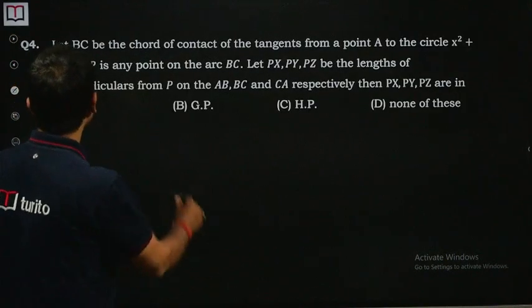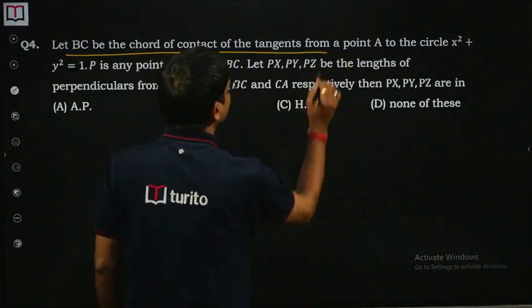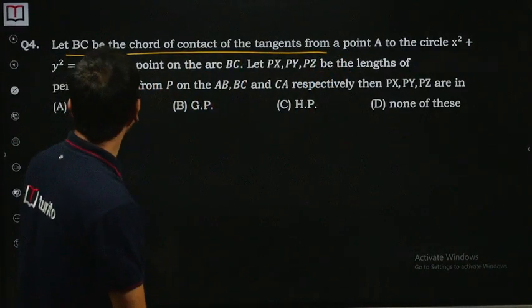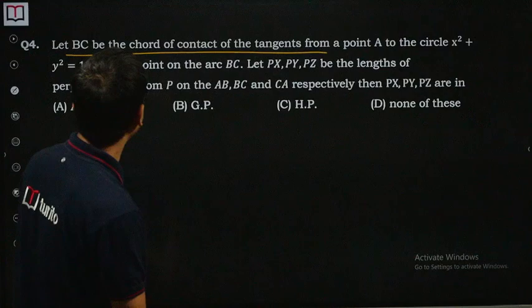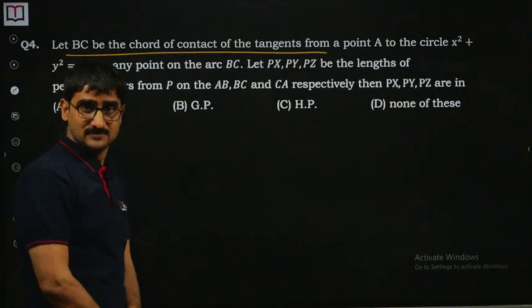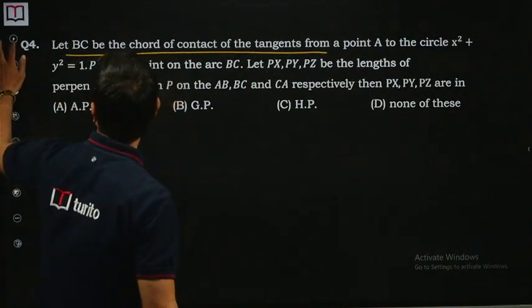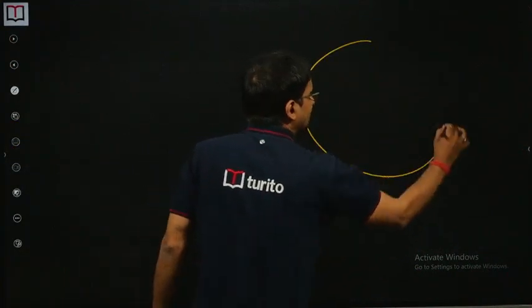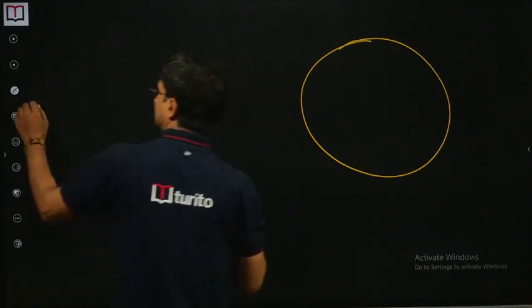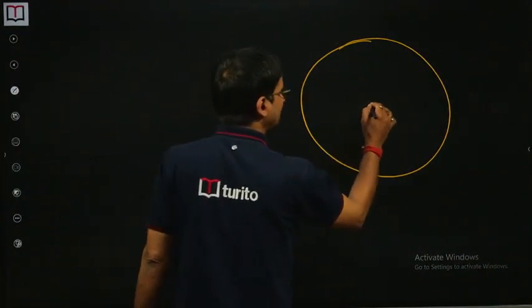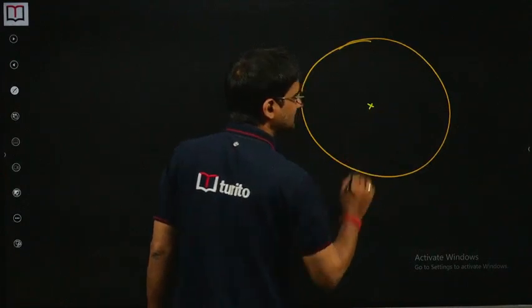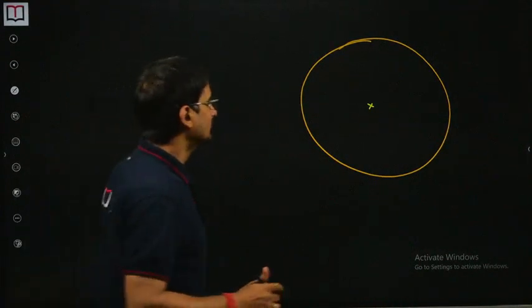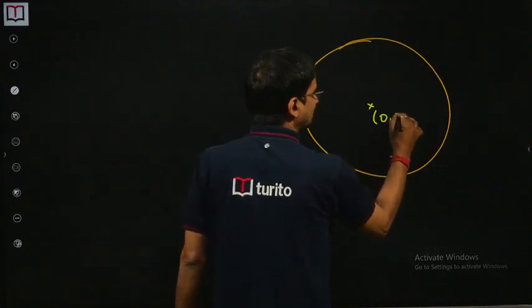The fourth question is: let BC be the chord of contact of tangents from point A to the circle. If P is any point on the arc BC, let Px, Py, Pz be the lengths of the perpendiculars. See, that's a very lengthy question. So I will expect that you people will complete it. I will tell you how I tried. I couldn't get it in general terms. It really got very lengthy. So what I did was I just took it as a special case.